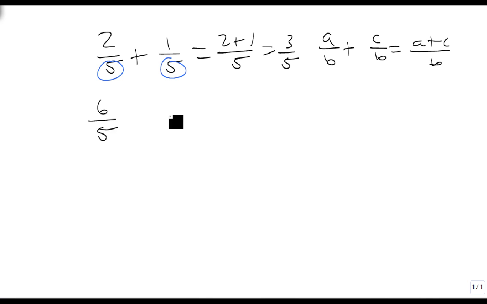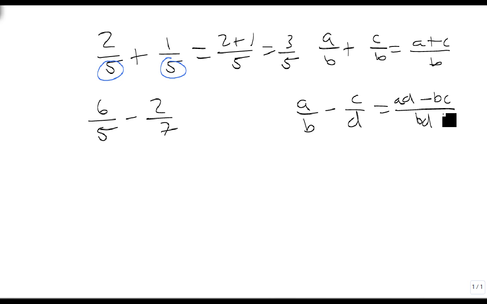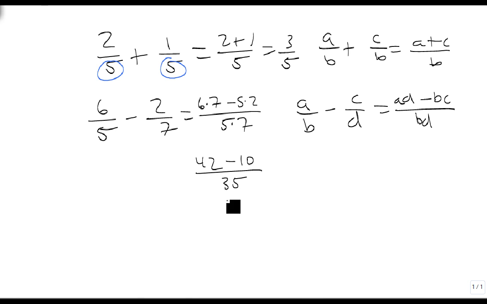Okay, if I have 6 over 5 minus 2 over 7, that's just like our A over B minus C over D, which was AD minus BC over BD. So 6 times 7 minus 5 times 2 over 5 times 7. 6 times 7 is 42. 5 times 2 is 10. 5 times 7 is 35. 42 minus 10 is 32. So we end up with 32 over 35.